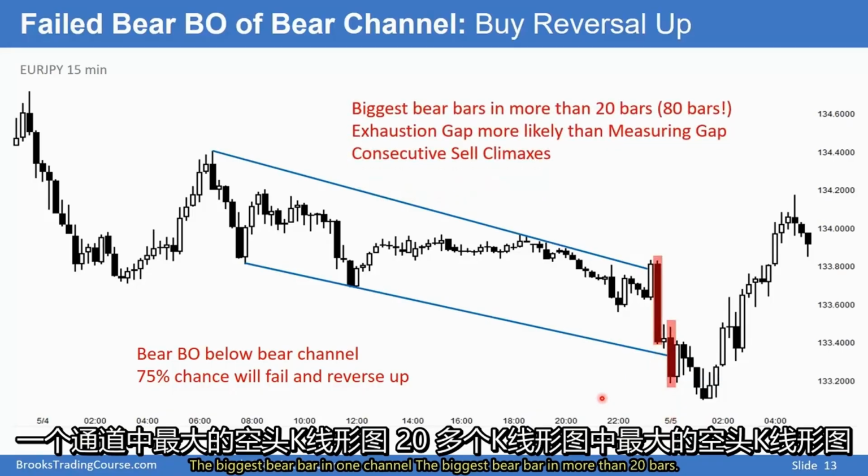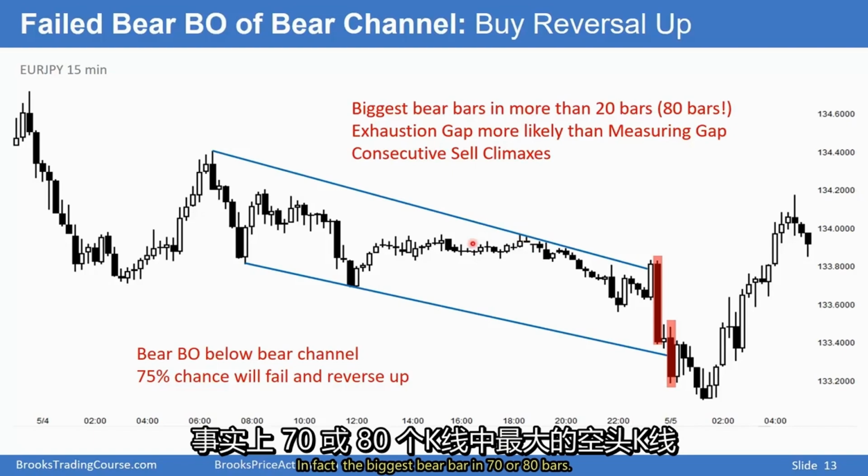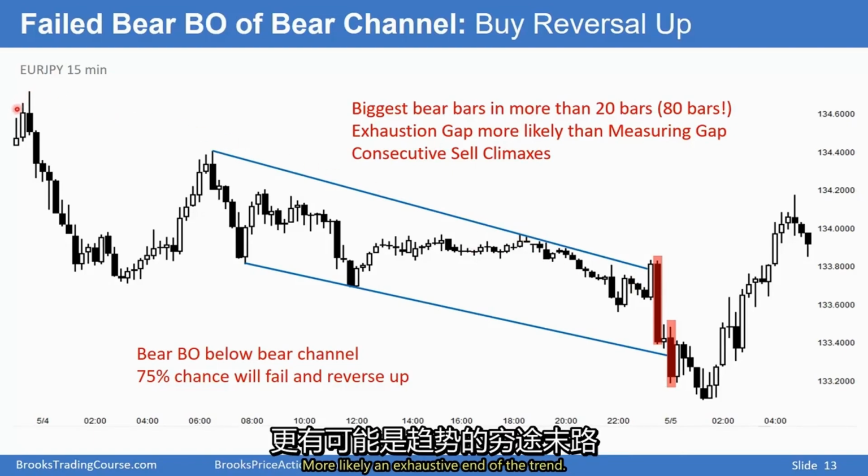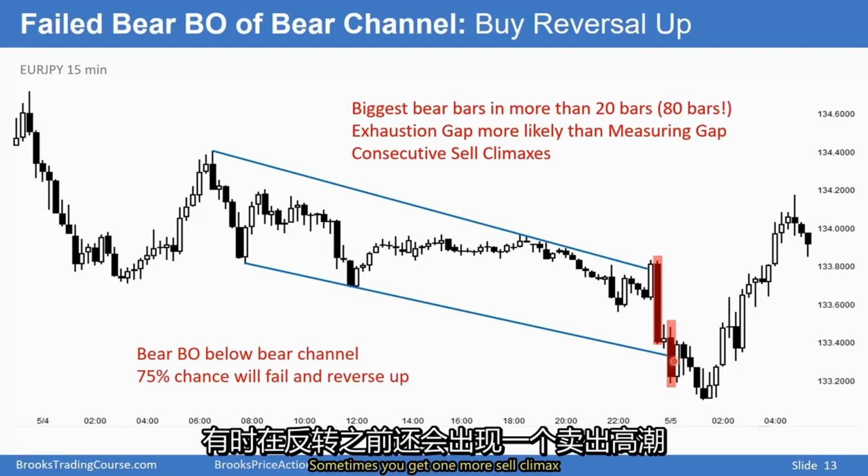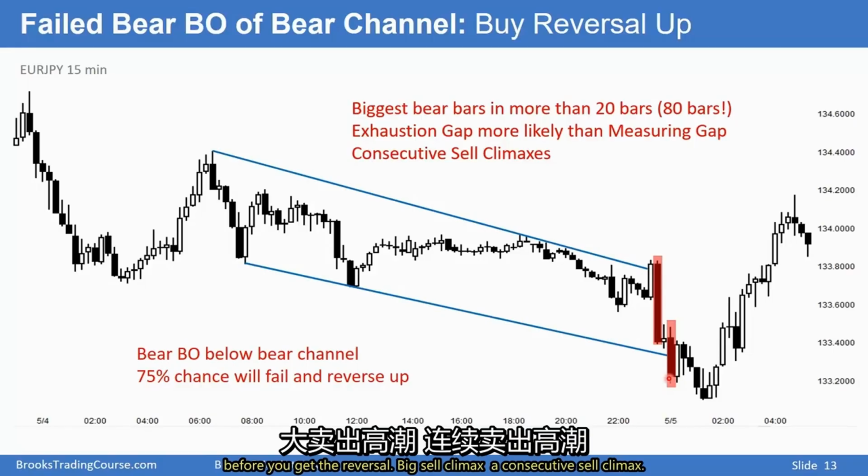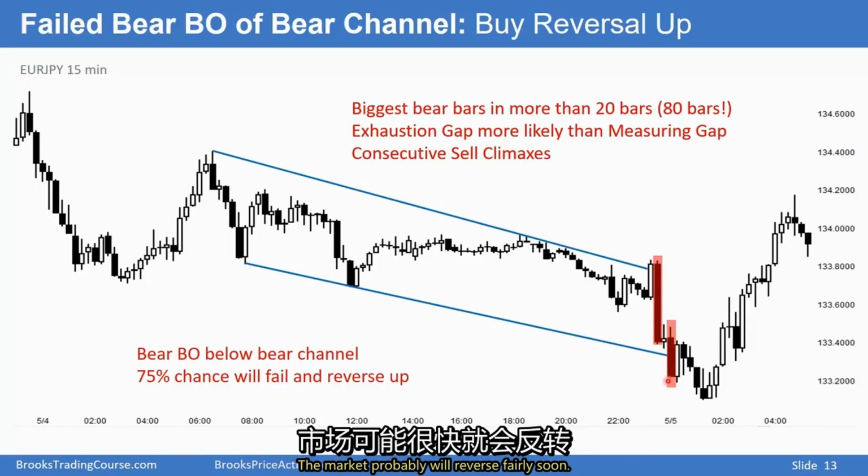The biggest bear bar in more than 20 bars. In fact, the biggest bear bar in 70 or 80 bars, more likely an exhaustive end of the trend. Sometimes you get one more sell climax before you get the reversal. Big sell climax, a consecutive sell climax. The market probably will reverse fairly soon.